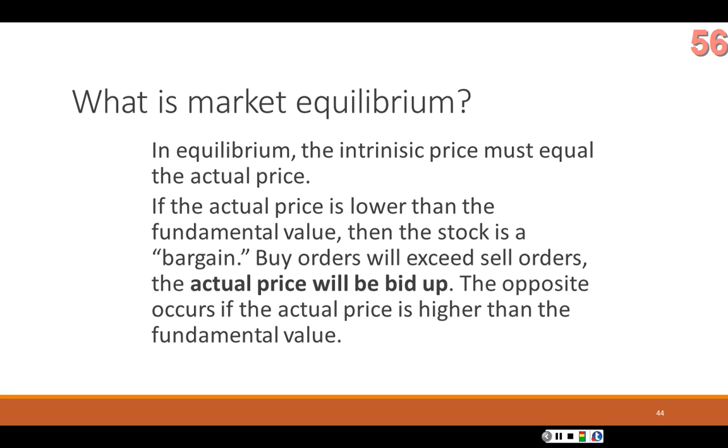In equilibrium, the intrinsic value is equal to the actual stock price. If the actual stock price is less than the intrinsic value, the fundamental value, then the stock is a bargain. Investors will buy, buy orders will exceed the sell orders, and the price will be bid up. If the actual price is greater than the intrinsic value, sell orders will exceed buy orders. So the price will fall.